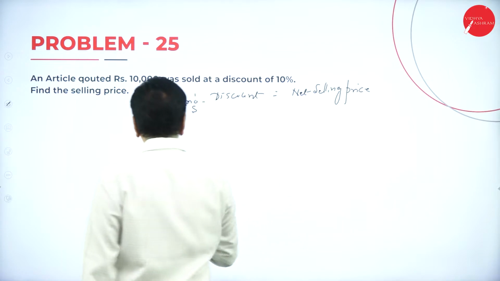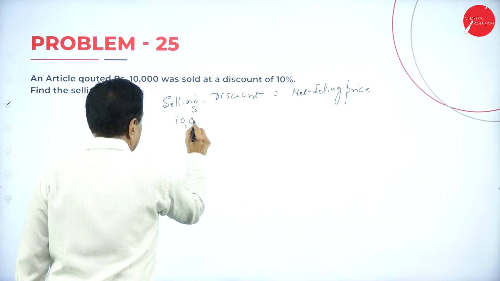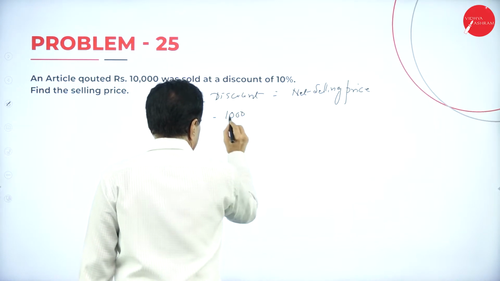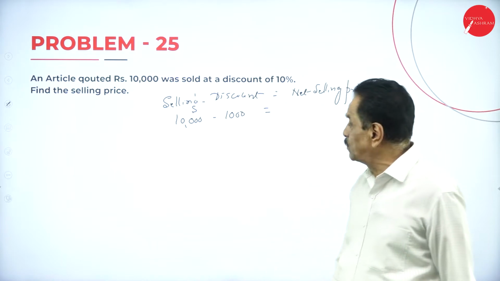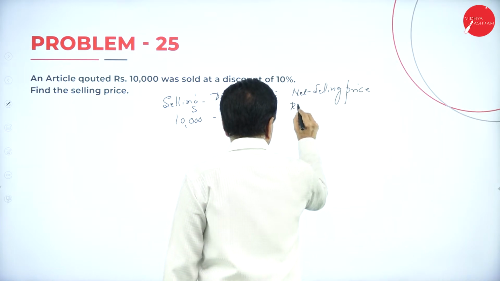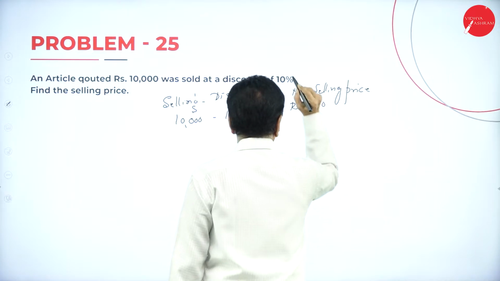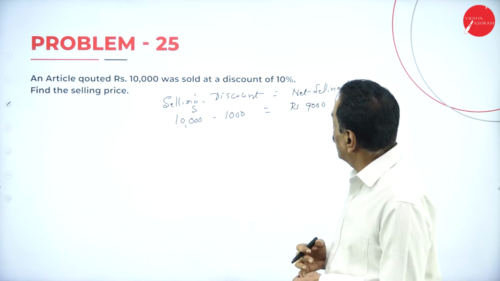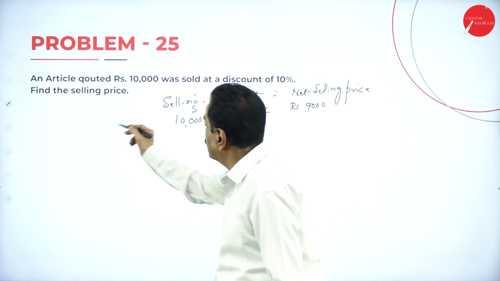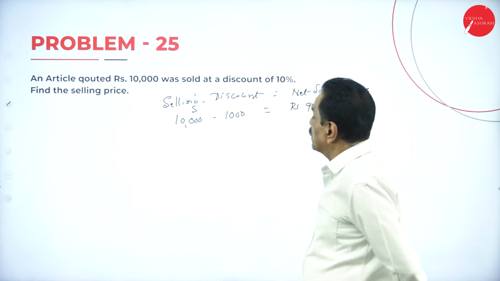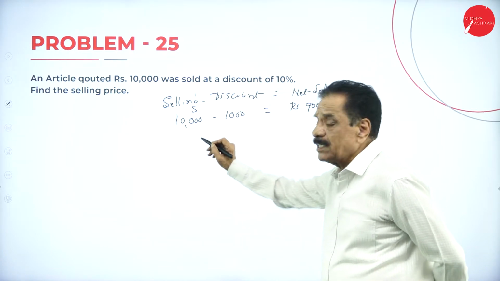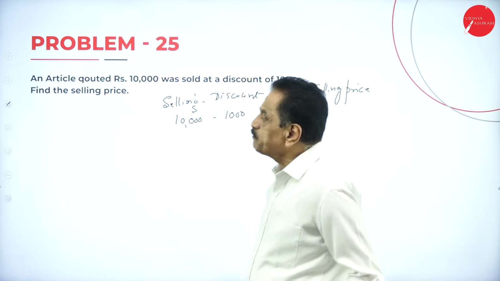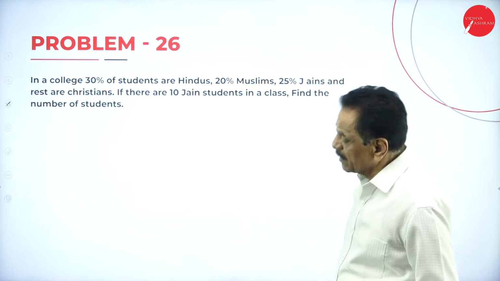What is your article sold at? 10,000. How much discount? 10%, that is 1,000. So 10% of 10,000 is 1,000. It can be sold at rupees 9,000. So an article quoted 10,000 was sold at a discount of 10%. Find the selling price. 10% of 10,000 is 1,000, so it will come to 9,000 rupees. I think you understand this.